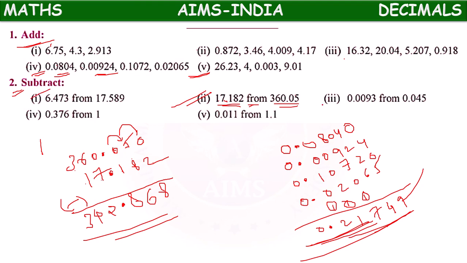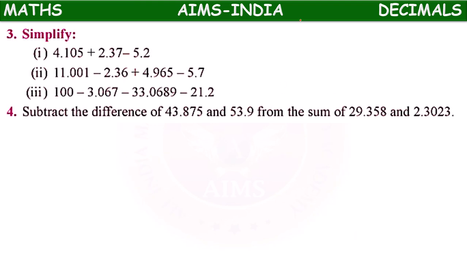So remaining questions you practice, children. Next, simplify. Let's take this third question. We have 100. 100 is positive. Only one positive. Remaining 3 negative.